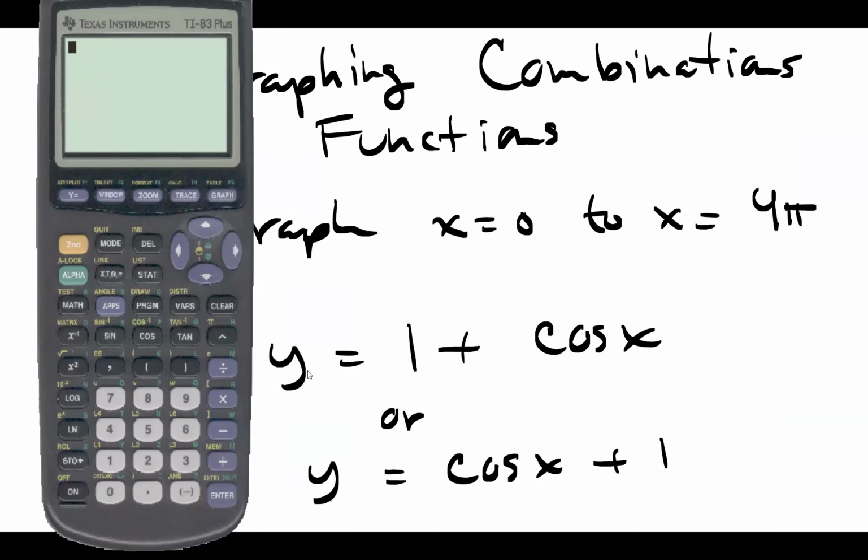Okay. So we're gonna graph from 0 to 4 pi. We're gonna have 1 plus cosine. And so kind of think about this here before you even start graphing. Cosine is going to oscillate between what two numbers? 1 and -1, but it's plus one. So 2 and... Yeah, 1 and -1, right?